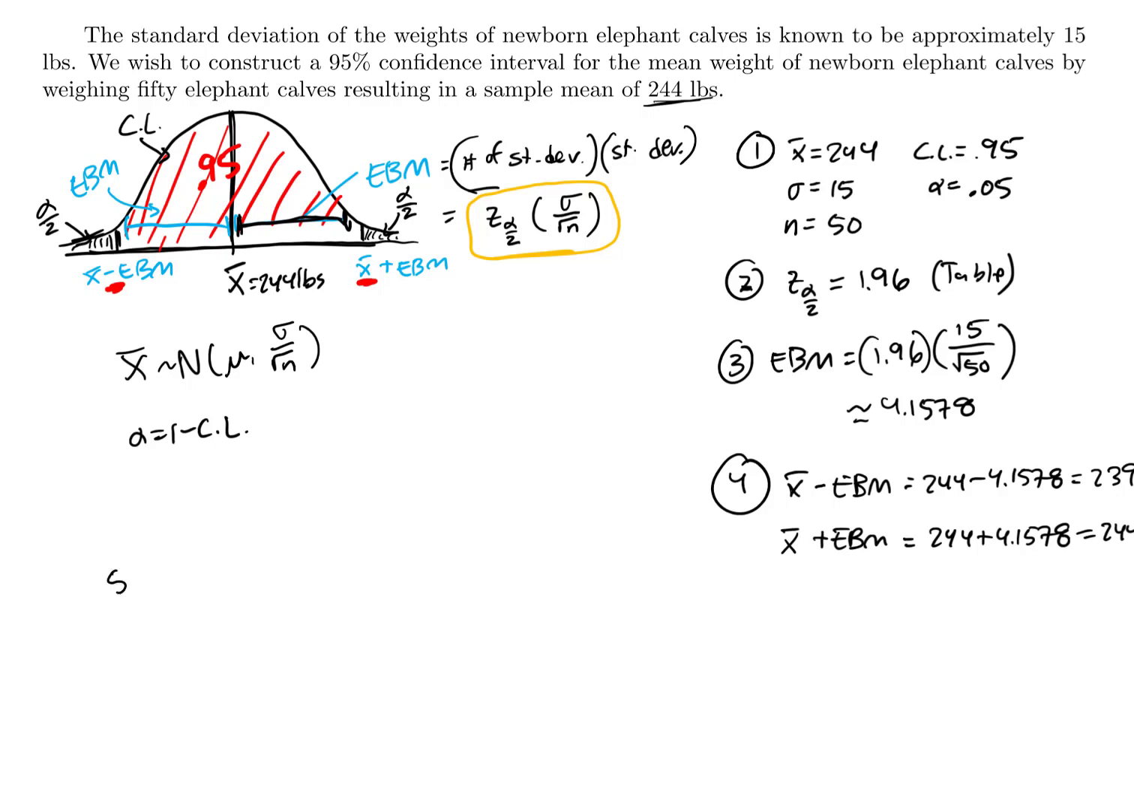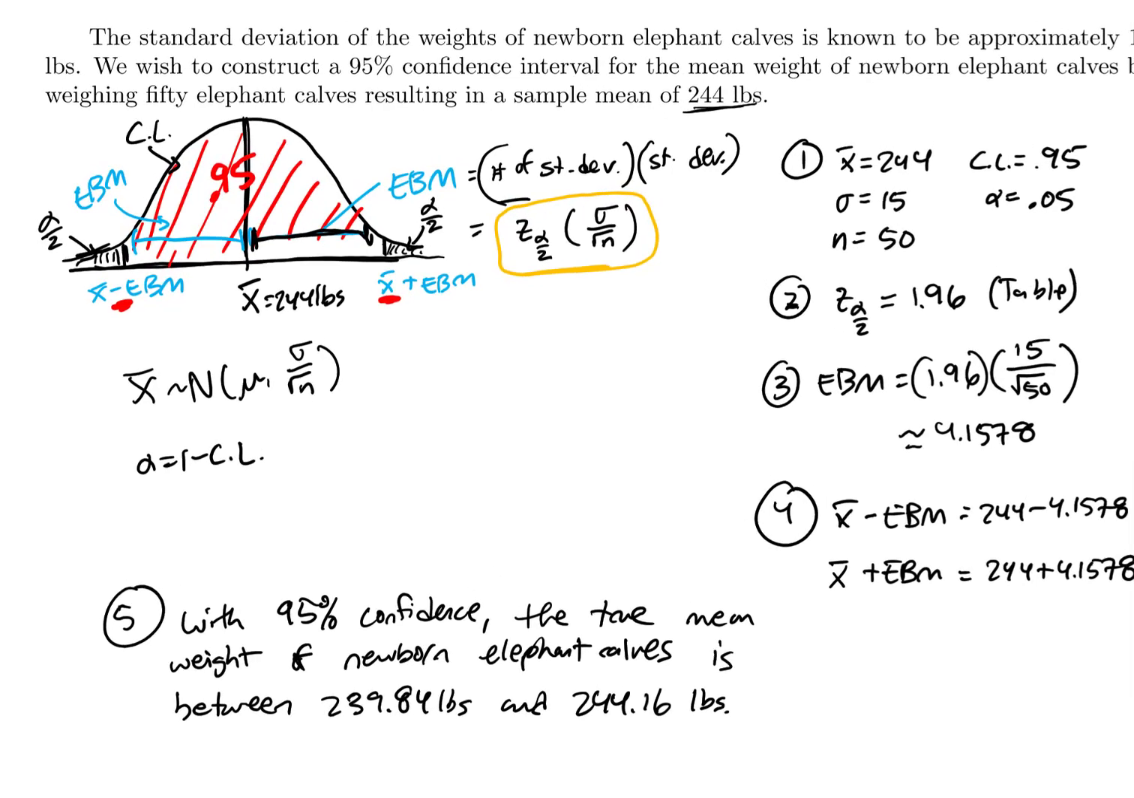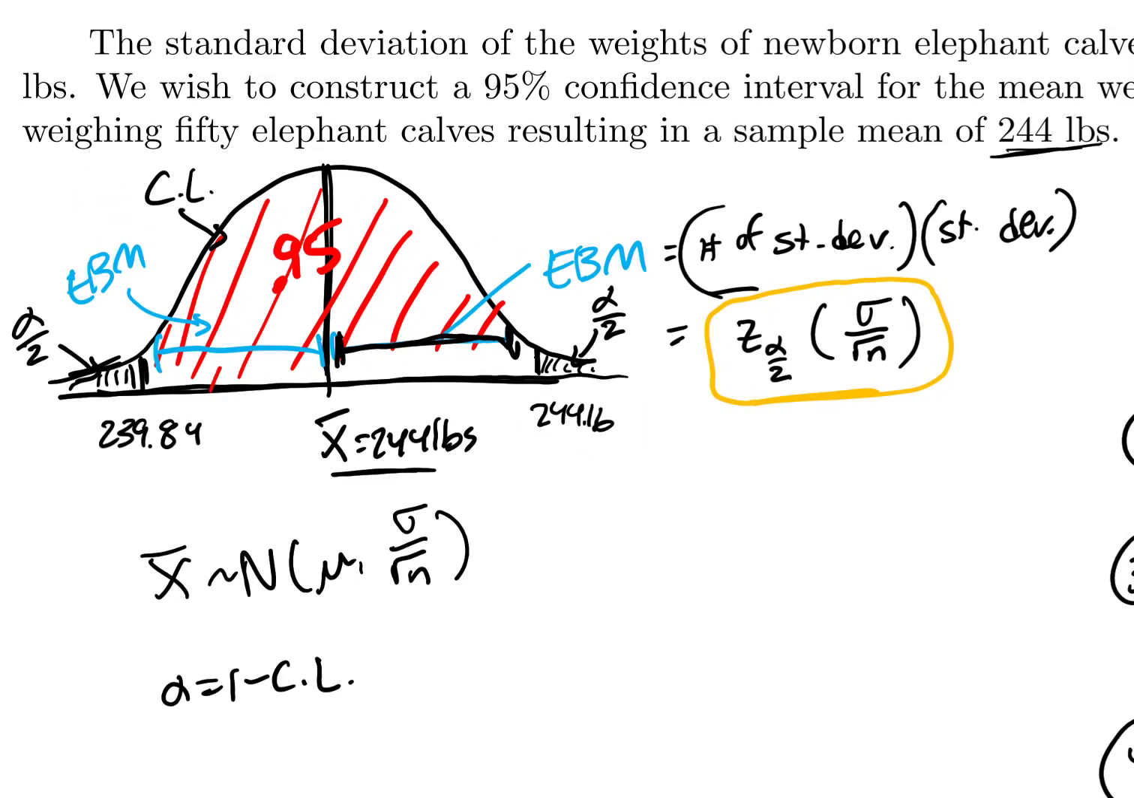Alright, so lastly, we're not done until we communicate our result, and we communicate our result with this boring sentence. With 95% confidence, the true mean weight of newborn elephant calves is between 239.84 pounds and 244.16 pounds. What we're saying here is that we believe with our sample of 244 pounds that we have a 95% chance of saying that the true mean is going to be between 239.84 and 244.16 pounds. We only have a 5% chance of being wrong here, and we only tested 50 elephants. So that's pretty impressive. But this is the idea behind confidence intervals.